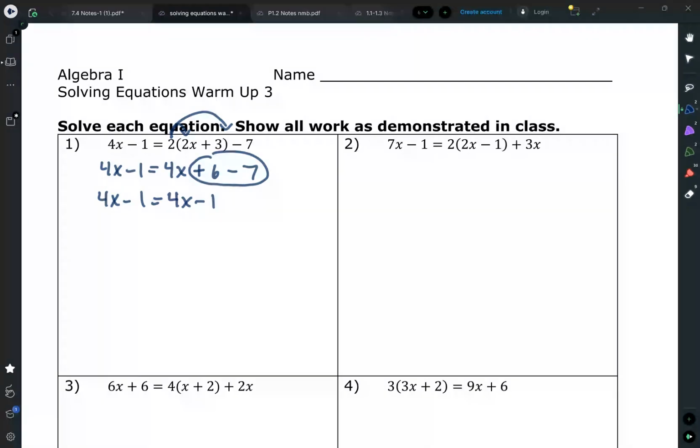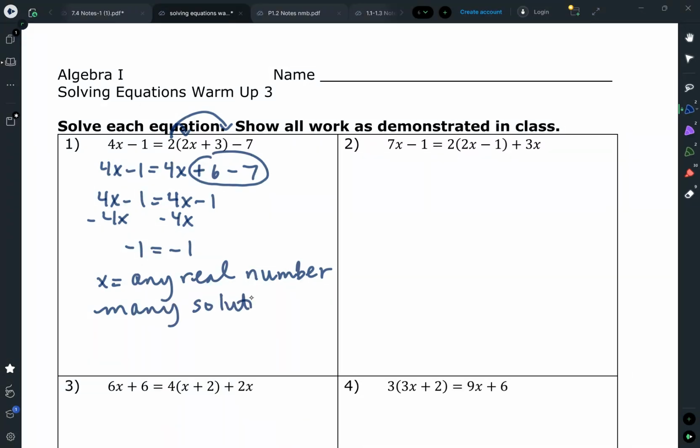So I know this looks kind of strange, but I know the next step is always to get variables on one side. 4x is the smallest, so I'm just going to subtract 4x on both sides. And then let's see, we have -1 is equal to -1. Because that is true, we can say x is equal to any real number. If I put any number in for x, -1 will always equal -1. That means that we have many solutions.